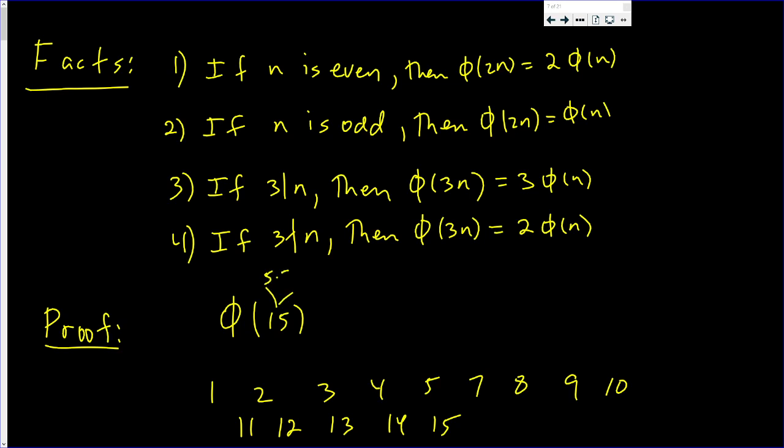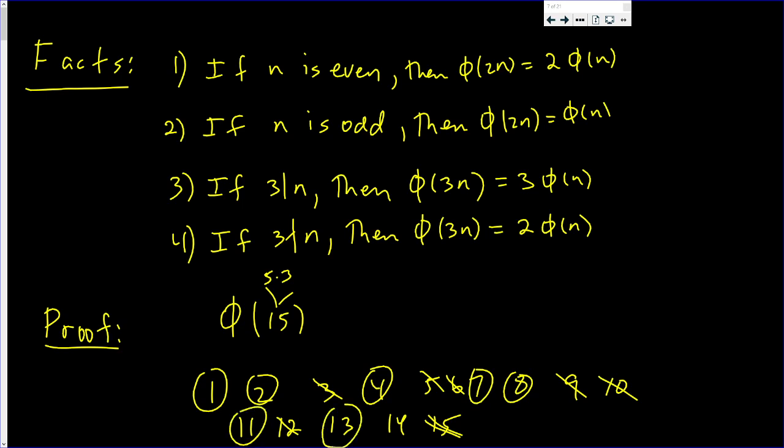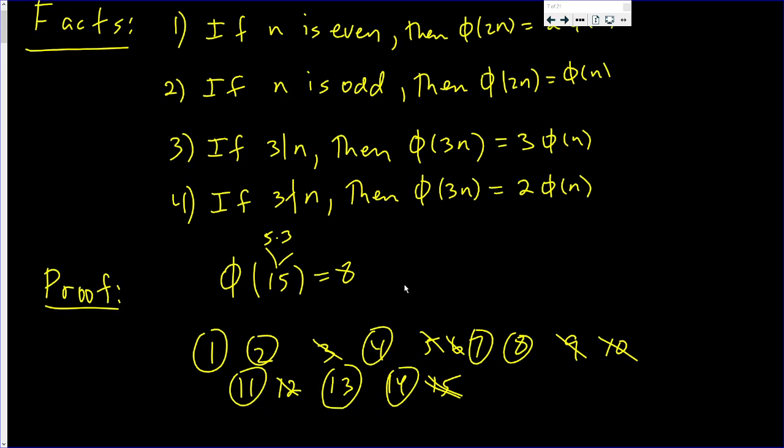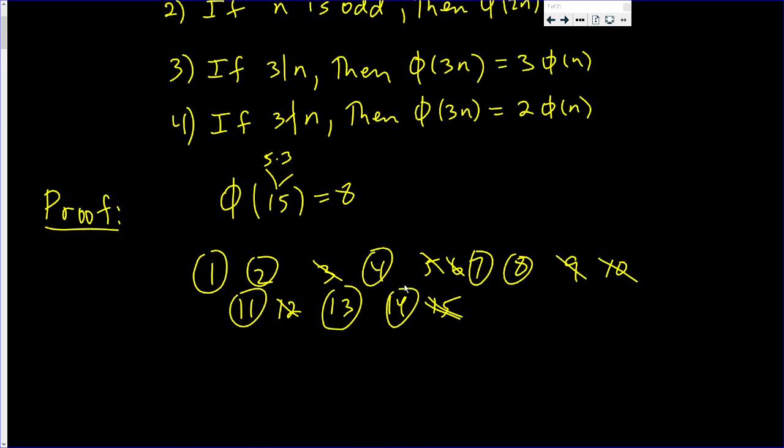15 is just 5 times 3. So I can cross off all the numbers on the 5 times table, and I can cross off all the numbers on the 3 times table. 15 gets crossed off twice, and I'm left with 1, 2, 4, 7, 8, 11, 13, 14. 8 numbers from 1 to 15 are relatively prime to 15.